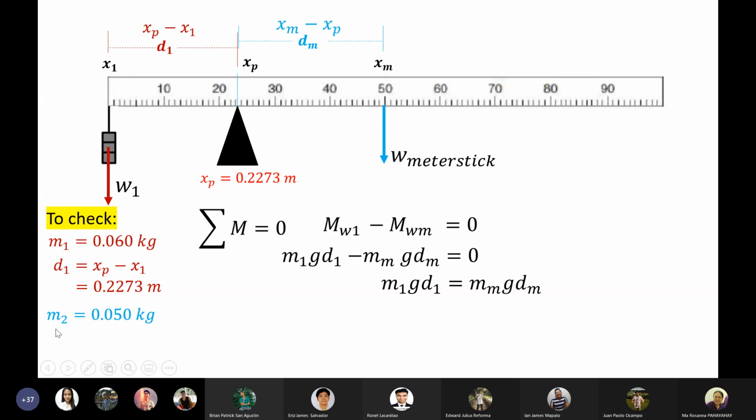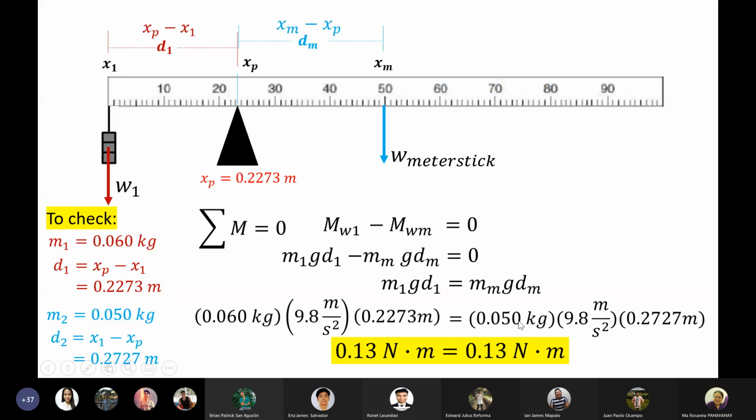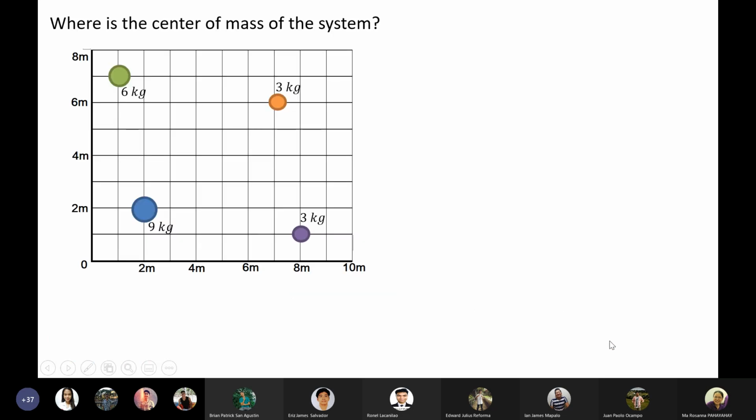Okay? While for M2, 0.5, this is for meter stick. Ang moment arm ni meter stick ay 0.2727 meters. Okay? So, in that case, we will substitute. This is for our weight 1 and this is for our weight 2. They should have the same answer because they are just equal. Okay, so this is how to check if your position, if your center of mass is correct. Okay, now let's go to this system of masses.